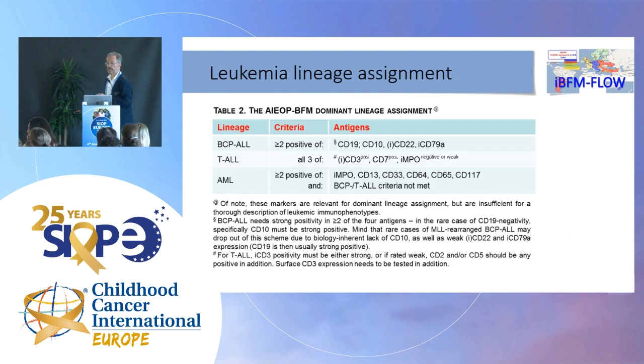Let me come to the dominant lineage assignment, or lineage assignment. In former times, it was thought that B, T, and myeloid leukemia are very well separated. Now we learn that there are myeloid markers on conventional ALLs and the other way around. So the big question always was, what is actually the leading differentiation? Nowadays, also in terms of how to treat.